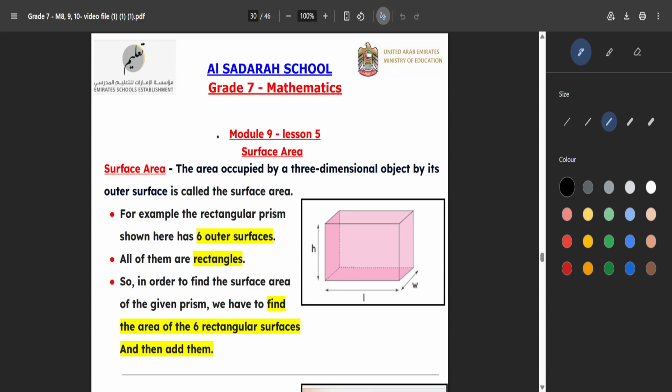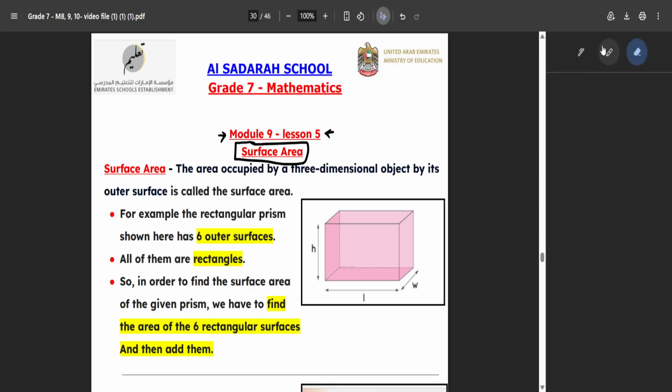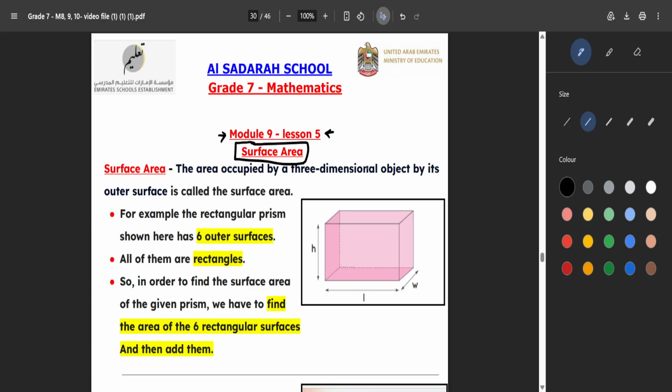Hello boys, let us start module 9, lesson number 5. Name of the lesson is surface area. Now see, any 3D shape is made of some surfaces, some faces.